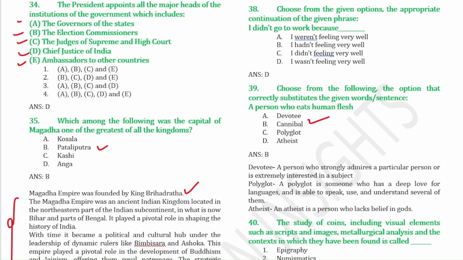A polyglot is a person who can speak, read, or write in several languages, but a linguist is a person who has studied or is interested in the science of language. So there is a difference between polyglot and linguist. And atheist means a person who lacks the belief in God.